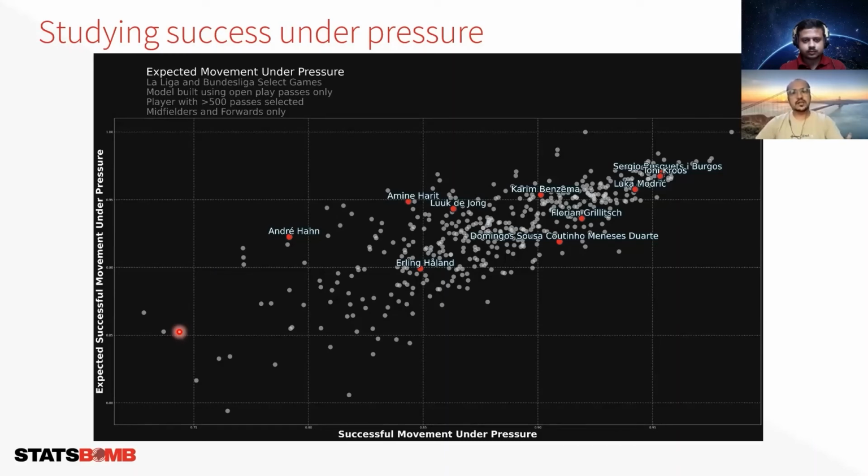And the central zone distribution usually contains more forwards who tend to perform a little under expectations. But an anomaly here would be Karim Benzema, who is performing extremely well under pressure. But if you look at Erling Haaland, he sort of performs under expectation.